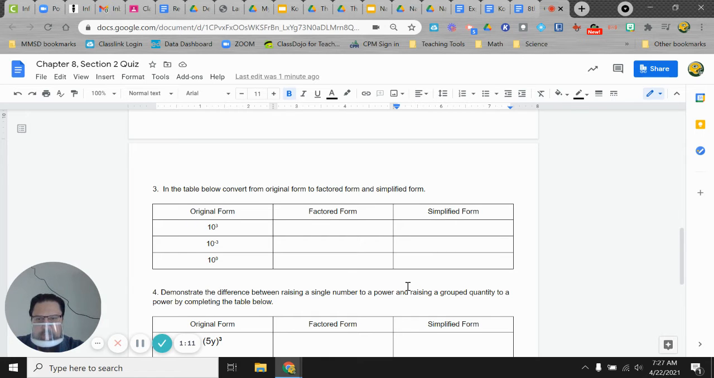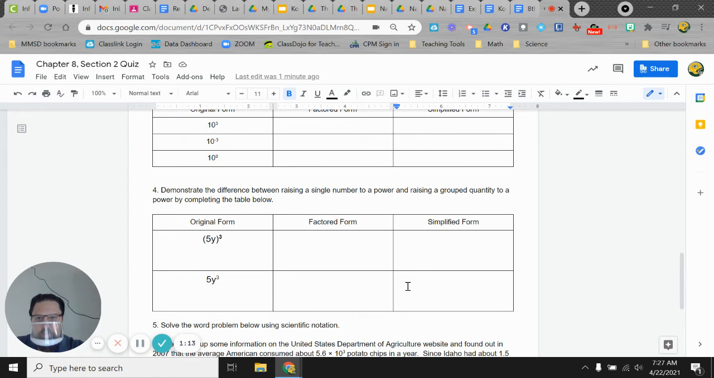And simplified form. Number 4 says demonstrate the difference between raising a single number to a power and raising a grouped quantity to a power by completing the table below. So in this first one, we have 5y in parentheses, in a group, and that whole group being brought to the third power, versus the one below, we have 5y to the third, and there is no group.